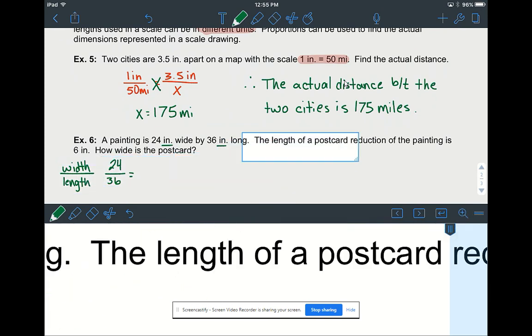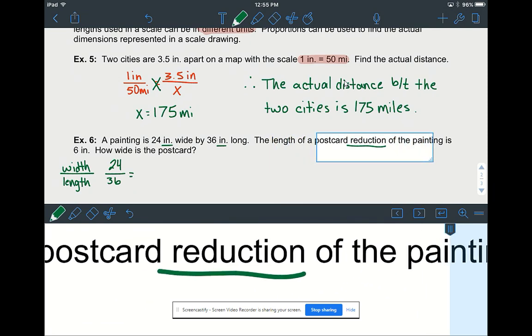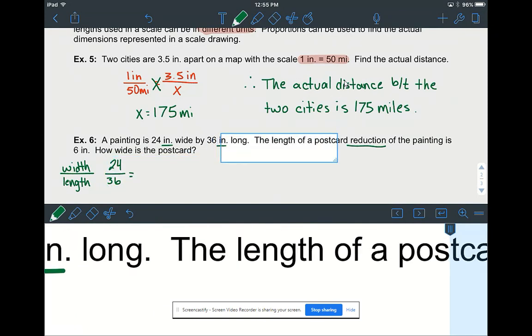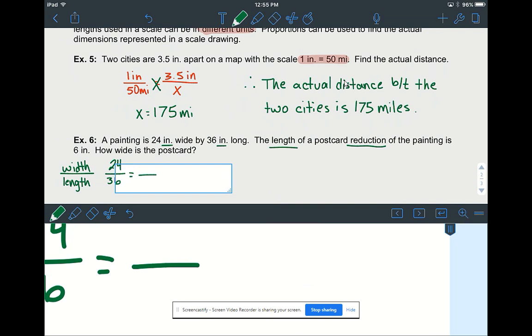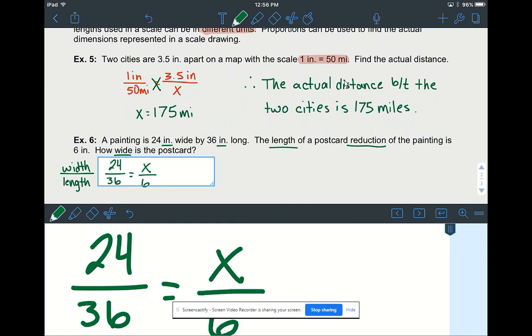Then the length of the postcard reduction. Reduction means a decrease in size. So we took the painting and reduced it, so we shrunk it to be on a little postcard. The length of the postcard reduction of the painting is 6 inches. So that was the length, and length was on the bottom. So I'm going to put the 6 on the denominator of the ratio. It says how wide is the postcard. Wide was on the numerator, so I'm going to put my x in the numerator.